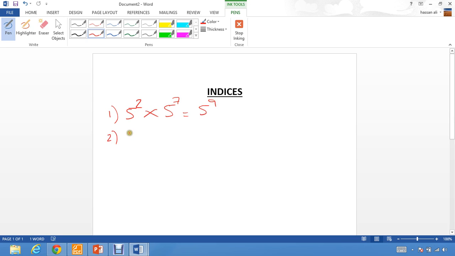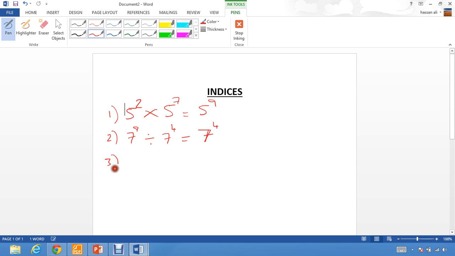When you're dividing indices, so let's just use 7 to the power of 8 divided by 7 to the power of 4. Remember, you take these away. 8 minus 4 will just give you 7 to the power of 4. So they're quite straightforward, they're quite simple.